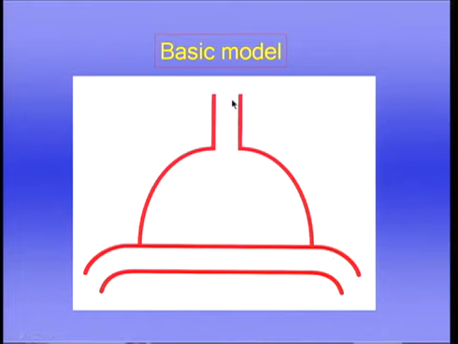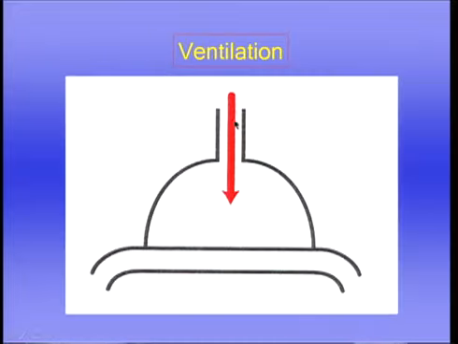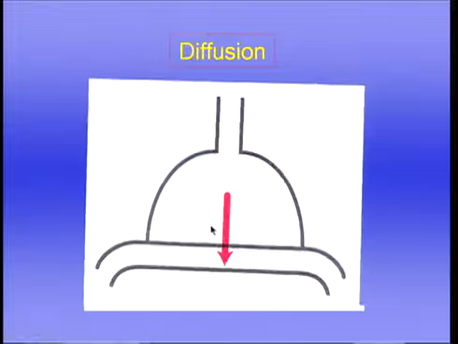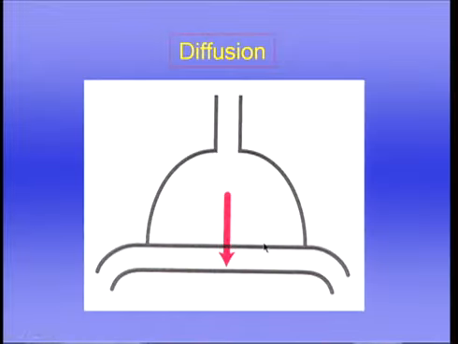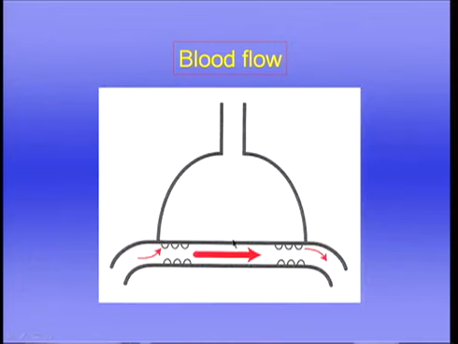And to do that, we'll start with this nice basic model, which shows the airways of the lung here, the alveolar gas compartment, the blood gas barrier, and the capillary blood on the other side. And what we're going to be looking at this morning is ventilation, which is the movement of gas to the alveoli. This will be followed by the topic of diffusion across the blood gas barrier, as shown here. Then we're going to look at blood flow, which is the process of moving the oxygenated blood out of the lung and allowing the CO2-laden blood to come in.